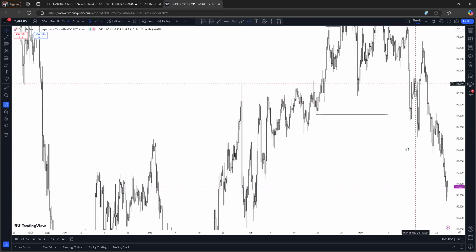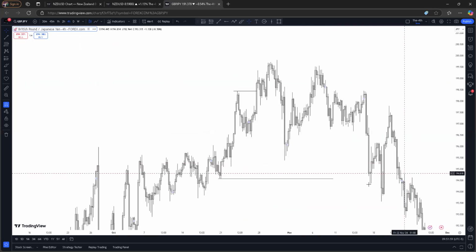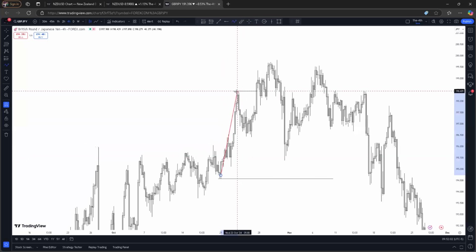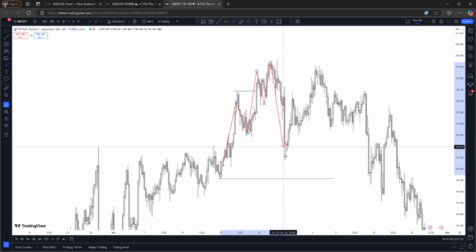So daily gave to us a break of structure to the downside, and look at what 4 hours give to us. So 4 hours give to us a break of 2 structural points. We had this higher high, higher low, higher high, higher low, higher high. 2 structural points break. We broke below this first structural point. We broke below the second structural point.